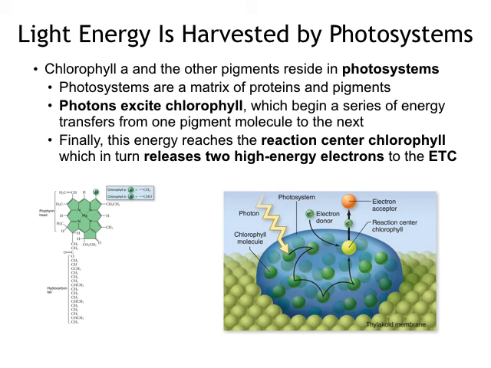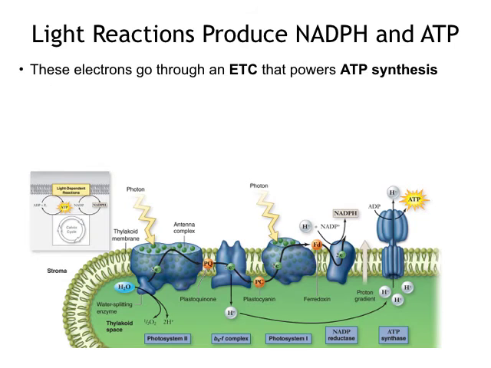And these 2 electrons are then going to go to the electron transport chain and power some hydrogen pumps, just like in cellular respiration. All right, so this photosystem is on the left that we just looked at. The photons excite the electrons, or sorry, the pigments, and then these are going to release 2 electrons that are going to go through the electron transport chain. And you can see there that there's a hydrogen pump that's being powered to pump hydrogen ions across the membrane.